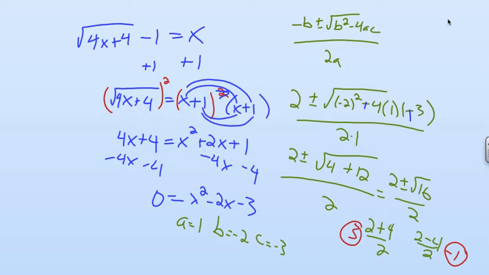You should plug both of these numbers back in for x and check to make sure they work. This is a very rare case in which both answers work. The 3 gets you the square root of 16 minus 1, which is 3, so that works. And the other one gets you the square root of 0 minus 1, which is negative 1. So both of these definitely work. Next one's much easier.